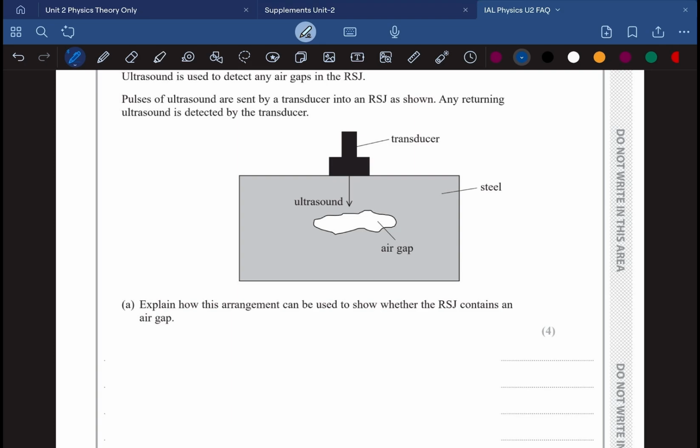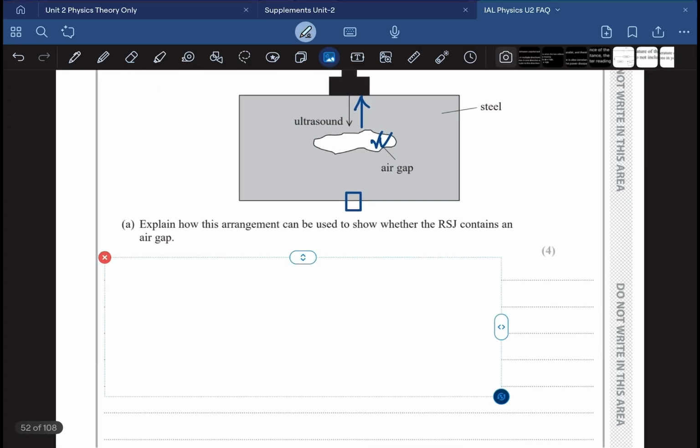So basically, if it comes back quickly, then we can say it didn't reach the bottom of the steel or the far end of the steel. That means it was stuck with the air gap before, right? This is one way that we can think of it.